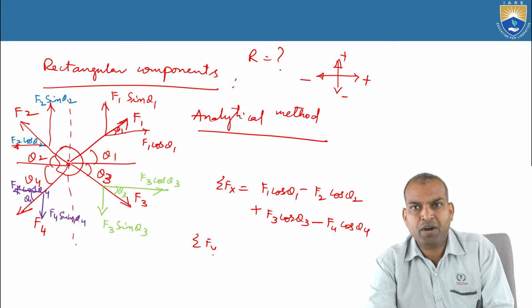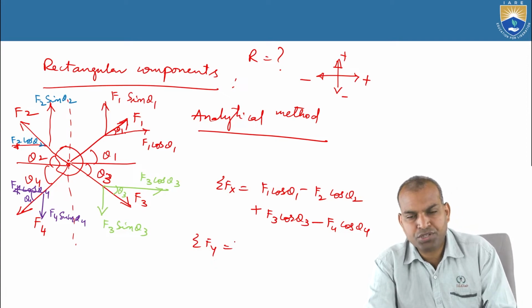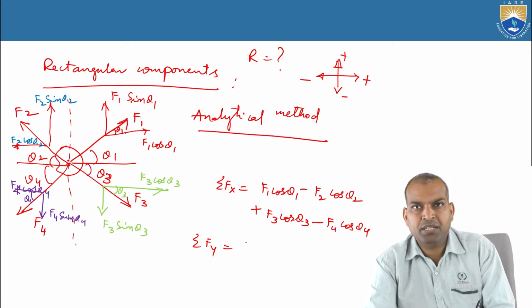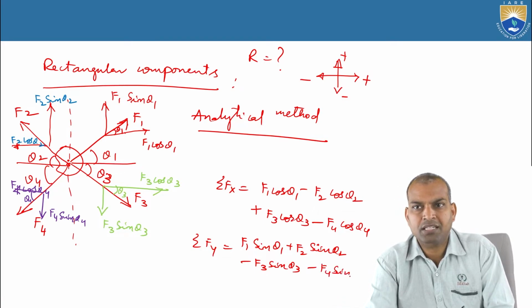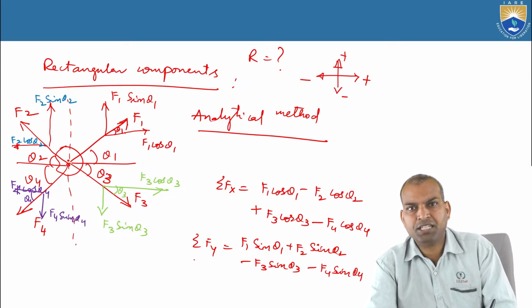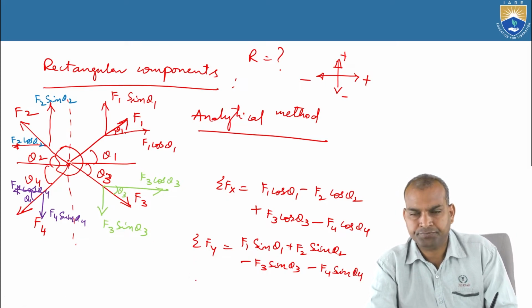Next is sigma Fy, in the vertical direction. The upward direction of y is considered positive, and the downward direction of y is assumed negative. That means F1 sin theta 1 is positive, plus F2 sin theta 2 is also positive, minus F3 sin theta 3 is negative, downward, negative y, and F4 sin theta 4 is in the downward direction, also negative.